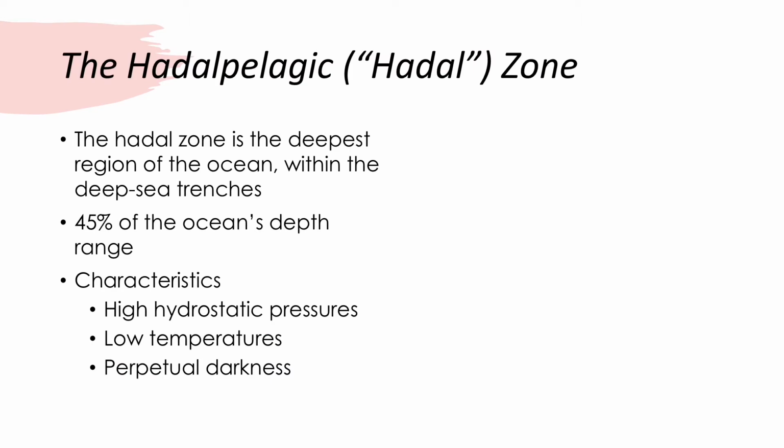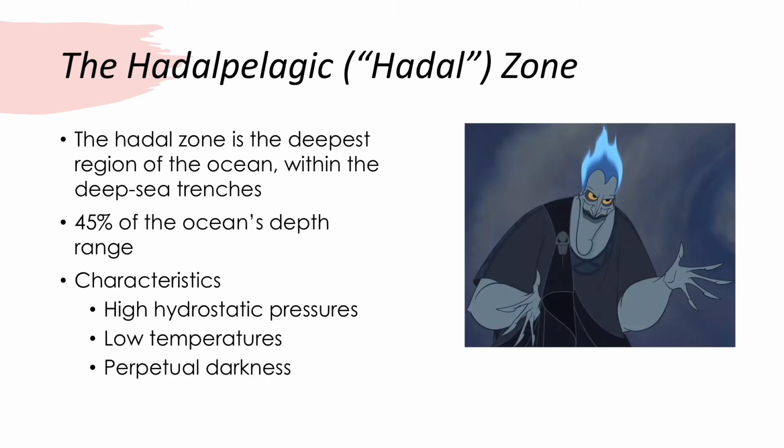Overall, the hadal zone is the deepest region of the ocean, and it represents 45% of the ocean's depth range. It is also one of the Earth's least explored habitats. A fun fact here is that it was actually named after the realm of Hades, which is the underworld in Greek mythology, which actually seems pretty fitting, I would say. Its depths range from 6,000 to 11,000 meters, and they are among the most hostile environments on Earth due to their high hydrostatic pressure, darkness, limited food resources, low temperatures, and hypoxia.